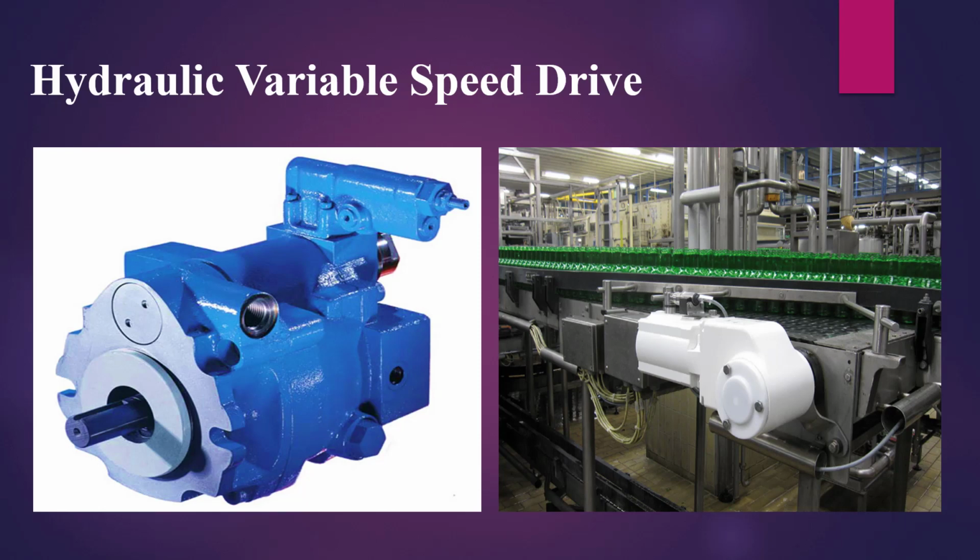Both of the common types work on the same basic principle where the prime mover, such as a fixed-speed electric motor or a diesel/petrol engine, drives a hydraulic pump to transfer fluid to a hydraulic motor. The output speed can be adjusted by controlling the fluid flow rate or pressure.